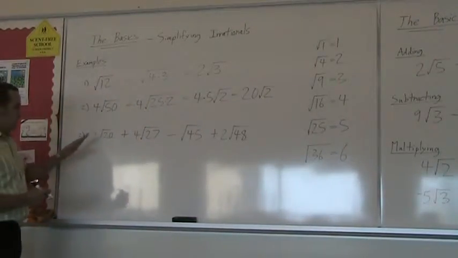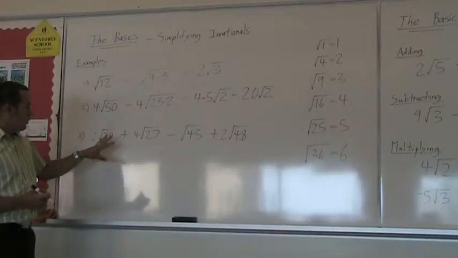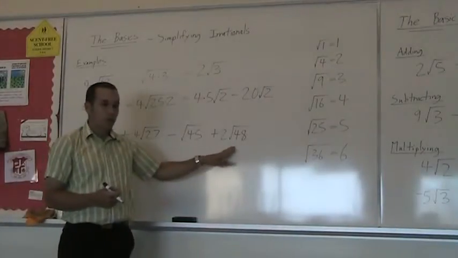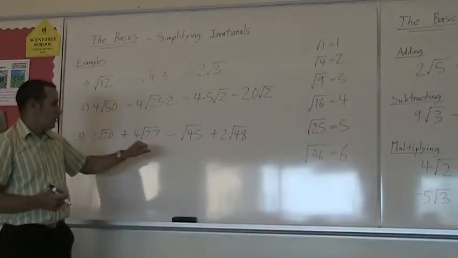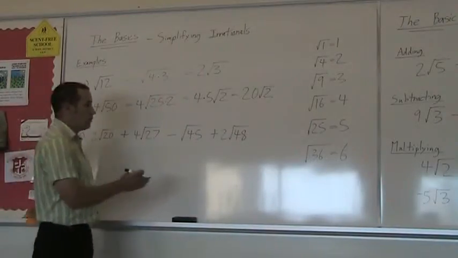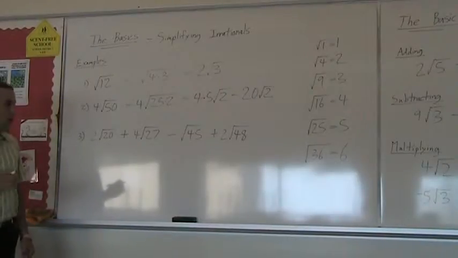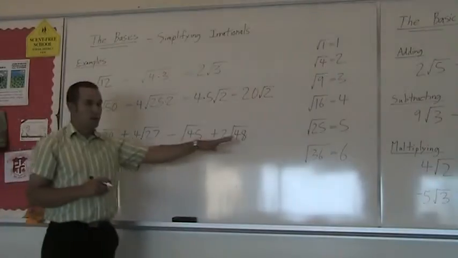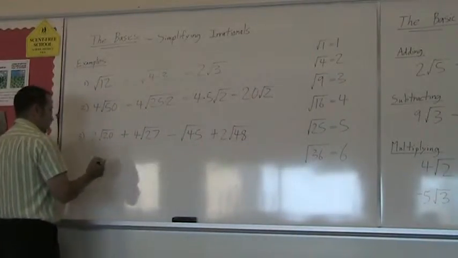The next one I have here, addition and subtraction. Right now, as it stands, I could not add or subtract any of these. Remember from the previous lesson that you can't add and subtract irrationals that don't have the same number underneath the square root, which none of these do. But what I can do is simplify each one of these and then see if I can add or subtract anything. So I'm going to quickly simplify these.